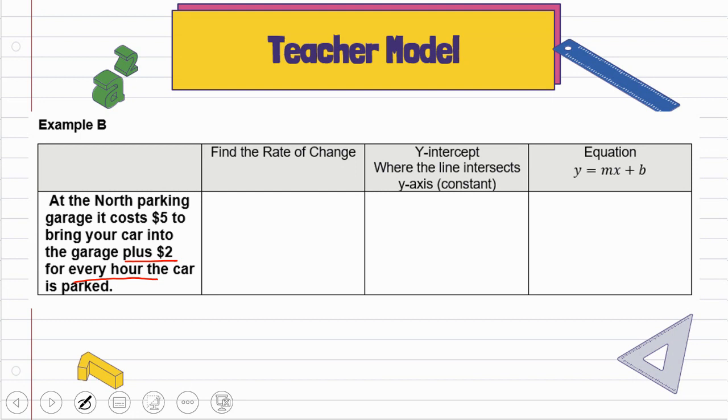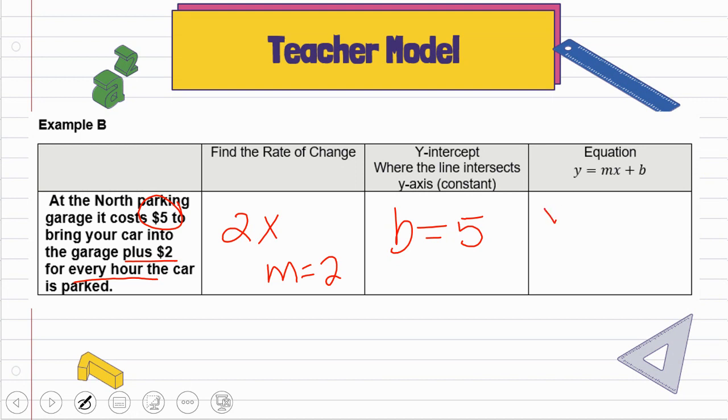So because it's saying every hour and we don't know how many hours, we can represent that hour with X, and 2 is the rate in which it is changing. Now, to bring your car into the garage, it costs $5. Regardless of how long you're bringing your car into the garage, it is going to cost $5. That means my B is 5. So we have our M as 2, B is 5.